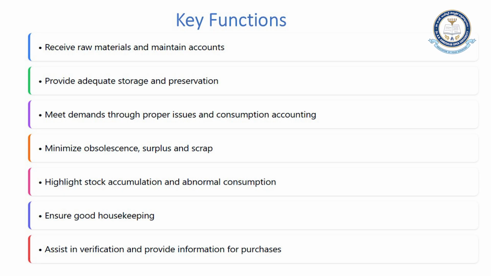And if you look at here, we have the following key functions which go into stores management. They are receive raw materials and maintain accounts, provide adequate storage and preservation, meet demands through proper issues and consumption accounting, and also minimize obsolescence, surplus and scrap. Why is this a main function?